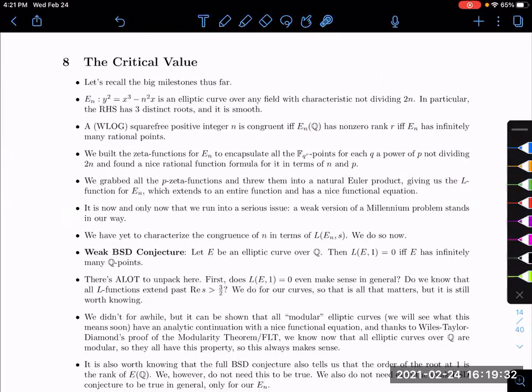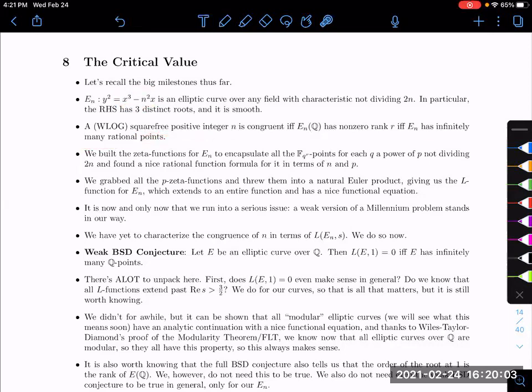Let's summarize what we know so far. y squared equals x cubed minus n squared x. That's an elliptic curve over any field as long as the characteristic of the field does not divide 2n. In particular, this right-hand side cubic here has 3 distinct roots, which we saw is the same thing as it being smooth. We also know so far that a square-free positive integer n is congruent if and only if En, that elliptic curve, has infinitely many rational points.